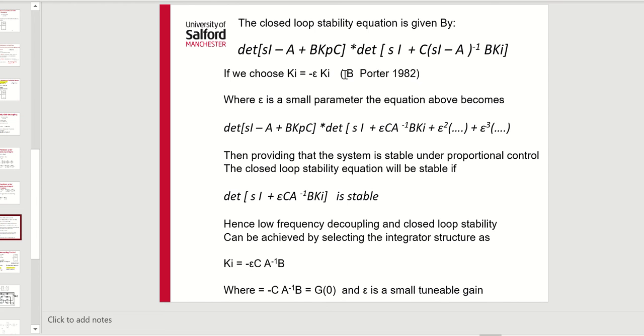And this was originally invented by a chap called Professor Brian Porter, who was actually a professor at Salford University, and believe it or not, he was my PhD supervisor. So anyway, that's a side story.